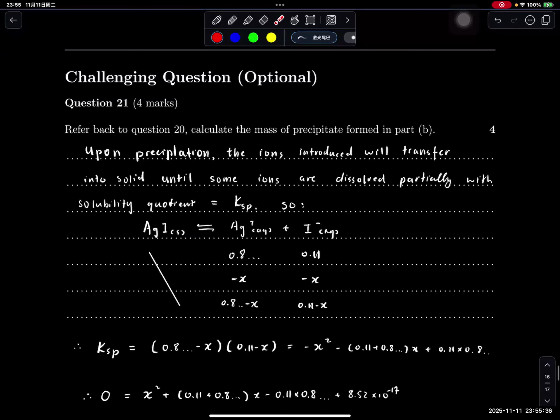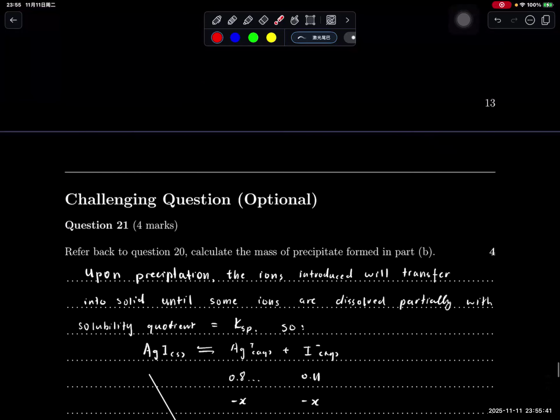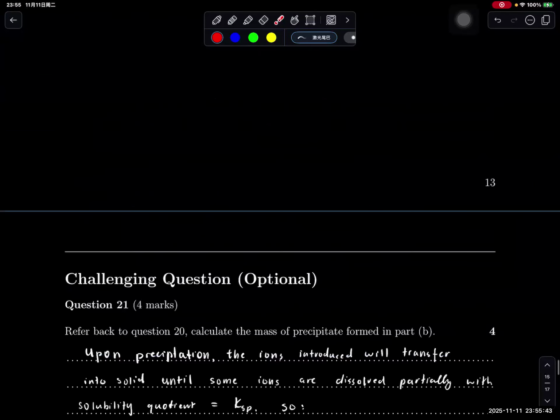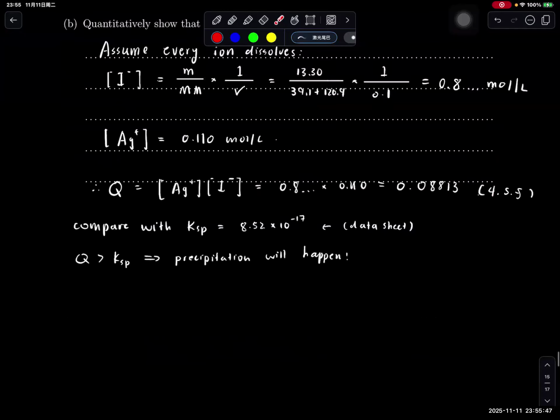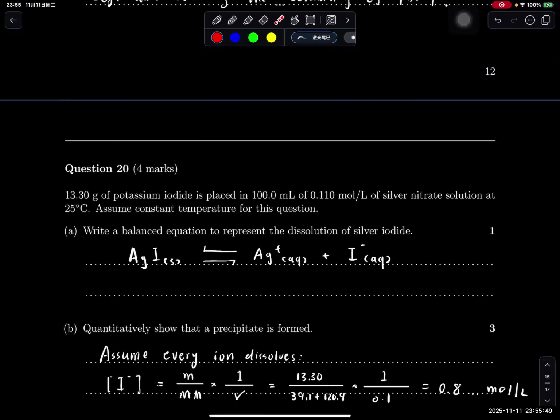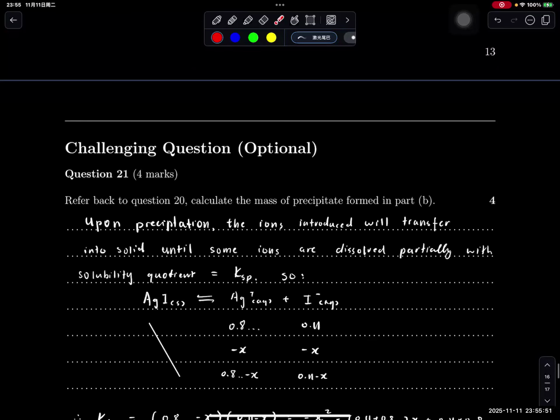So question 20. Refer back to question 20. Let's calculate, so it's like a continuation of what you put. Let's calculate the mass of precipitate formed. Okay. So we know that it's going to be a precipitate. But what's going to be the mass? Guys, this question, if you think about it, it's actually pretty hard. And HSC chemistry is hard because they have a lot of difficult calculations on those solubility and stuff.